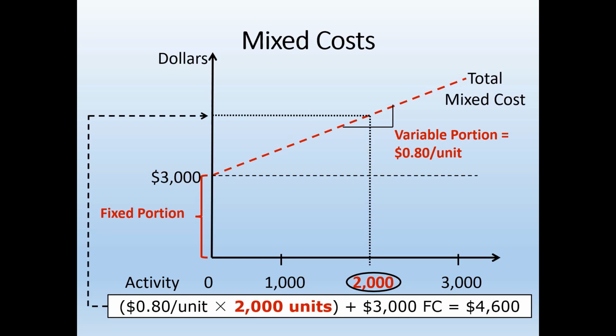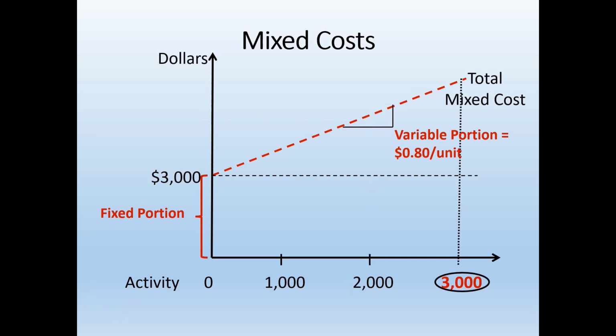So the total mixed cost would be the 80-cent per unit variable portion times 2,000 units plus the $3,000 fixed portion for a total of $4,600. And if the firm expected to make 3,000 units, we would go up from that activity level and across to the y-axis.